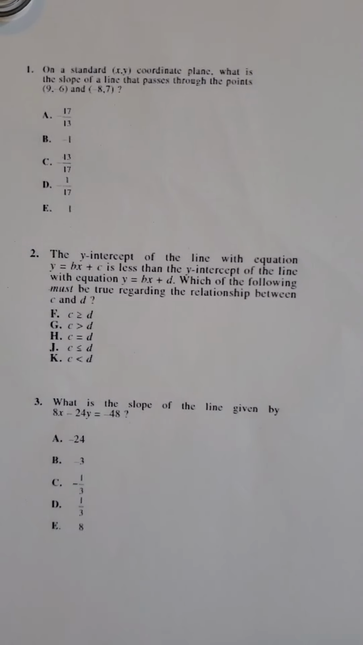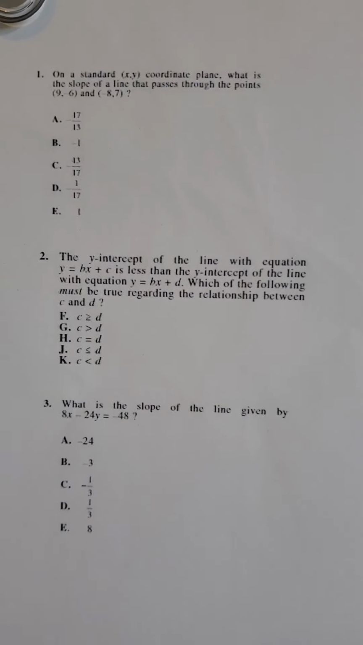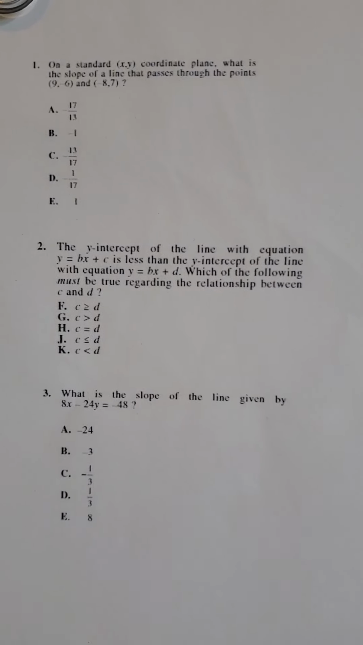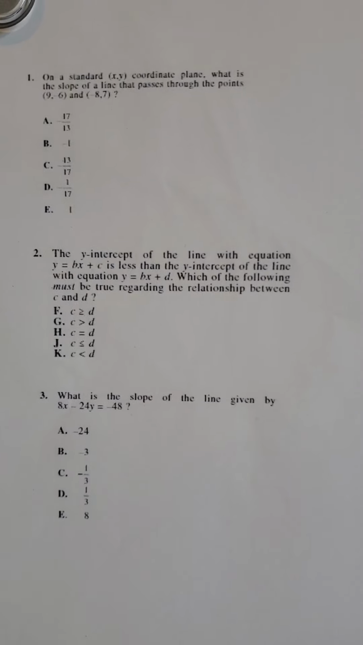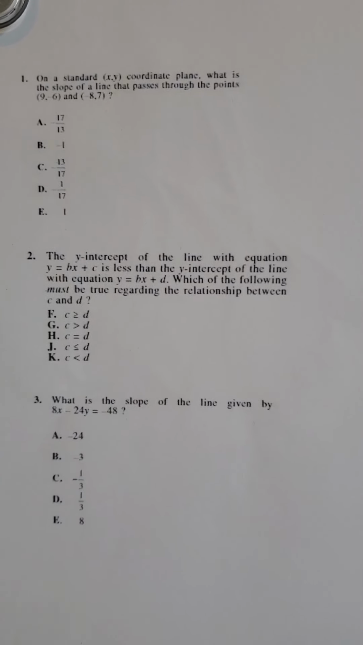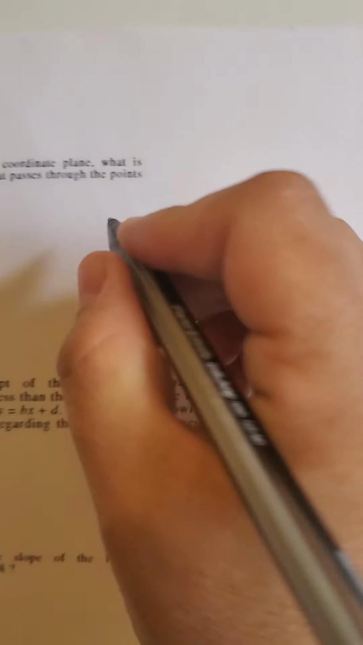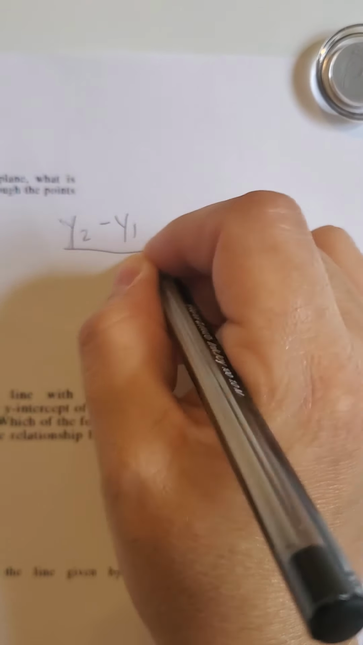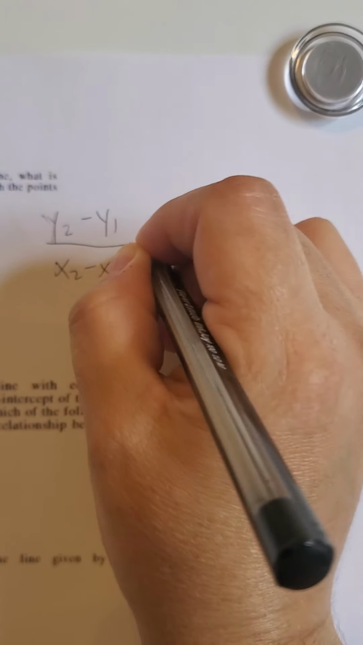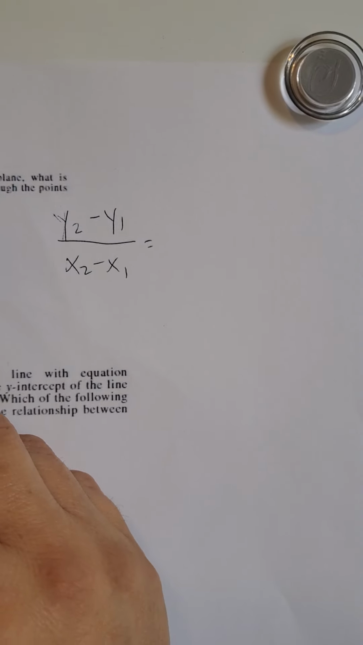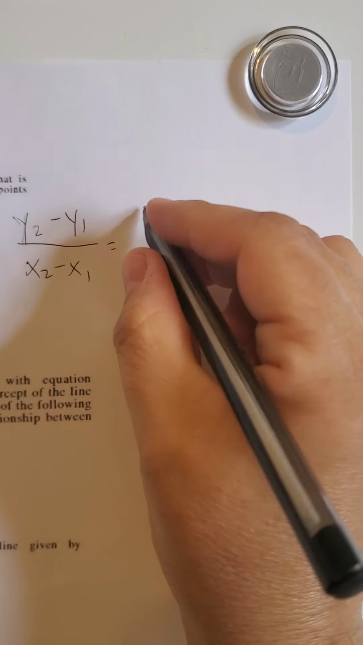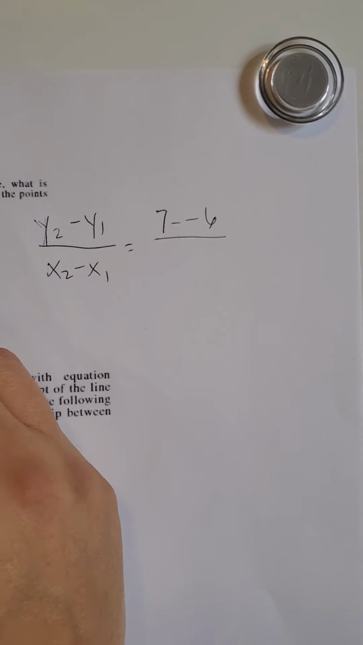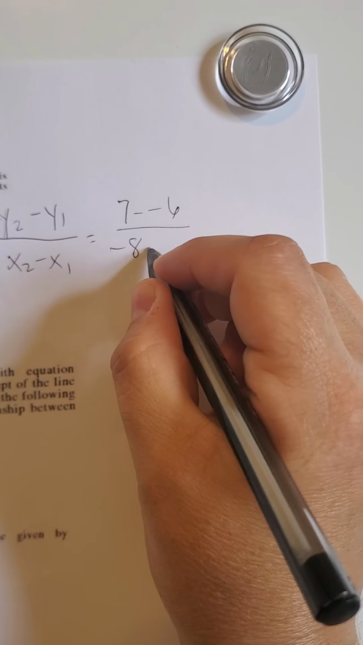All right, so on a standard XY coordinate plane, like I said, this is slope. What is the slope of a line that passes through the points, and it gives you two ordered pairs? Anytime I have two ordered pairs and they want slope, I go to my slope formula. You guys remember it's y2 minus y1 over x2 minus x1. All right, so if I look, my y's are 7 and negative 6, so 7 minus negative 6. And my x's are negative 8 and 9, so negative 8 minus 9.